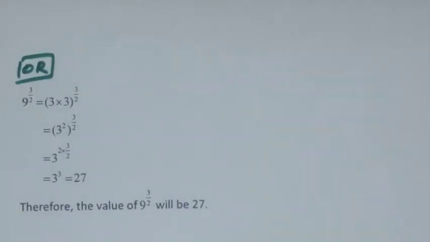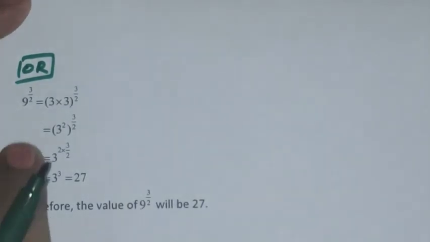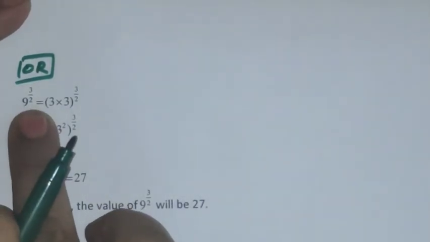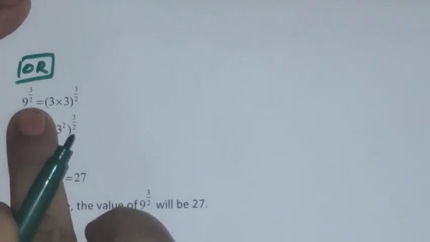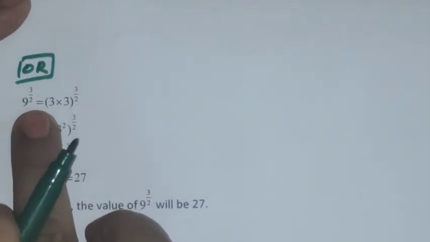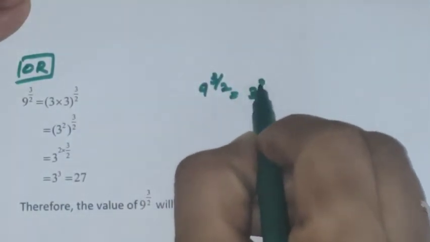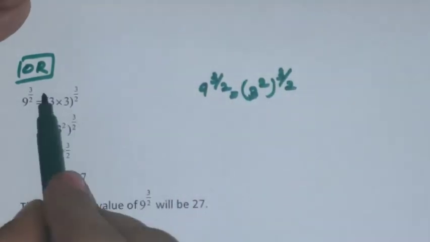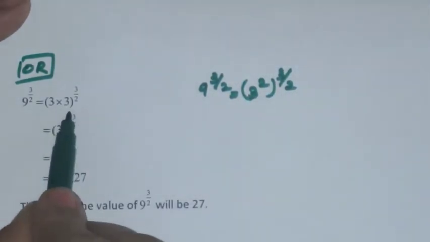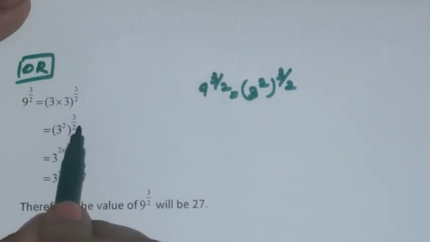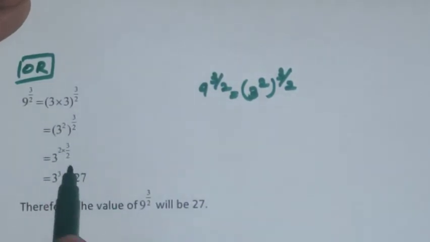In another way also we can do, that is 9 raised to 3 by 2. I told that whenever you are having this number, the denominator part you must take care of, that is 2. So 9 we can express in the power of 2 only. So 9 raised to 3 by 2 means it is 3 square raised to 3 by 2. 3 square only, 3 into 3. Then 3 square whole raised to 3 by 2. So 2 into 3 by 2 in the power will come. So 2 will get cancelled. Again 3 cube, so the value of 9 raised to 3 by 2 will be equal to 27.